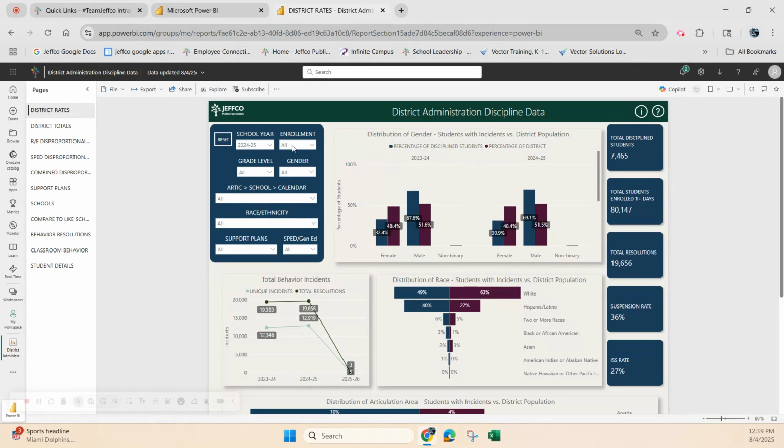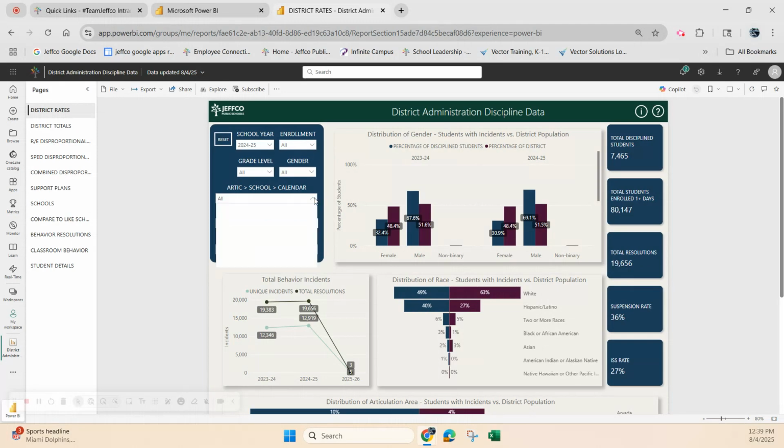Just some reminders here. Enrollment, this is primary and secondary. This does not mean education level. This means primary and secondary enrollments. This is probably most often seen at the secondary level, where you might have a student that has a primary enrollment at a neighborhood school and a secondary enrollment at Warren Tech or something like that, or vice versa. So just so you know what that means.